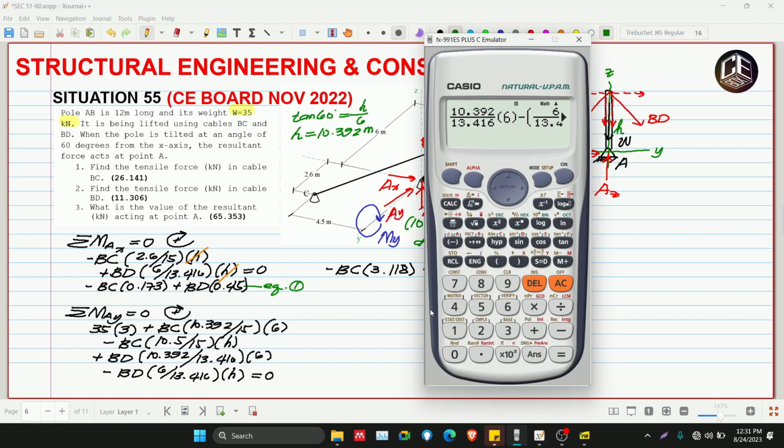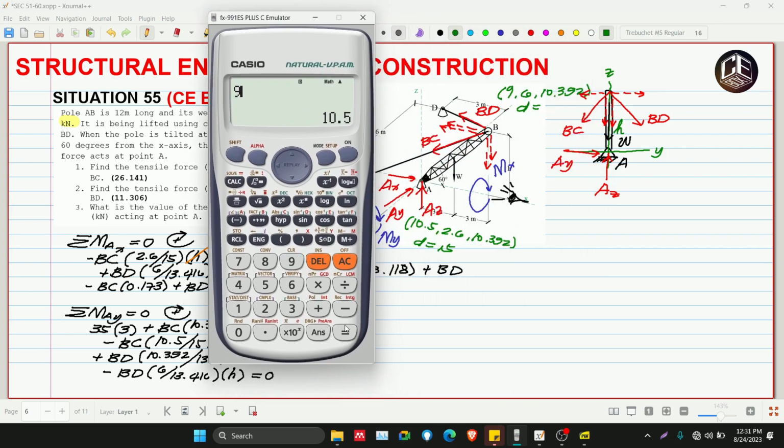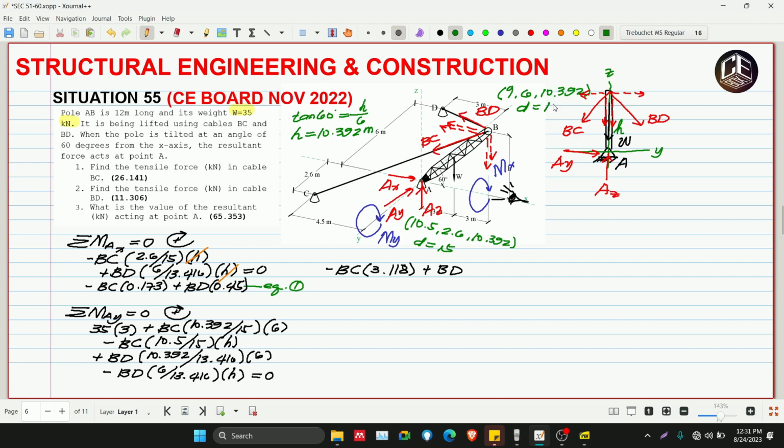So, balikan natin yung kaninang solution. Yung square root. Ilan to? 9. Then 6. And then 10.392. So 15. So para saan pala silang 15, no? So 3 plus 3 plus 3, 9. Then ito 6 para sa y. Then z, 10.392. So tama naman na yun. So saan tayo nagkamali dito ngayon? Sa BD. This is 15 pala.